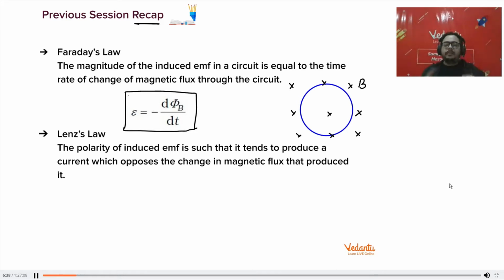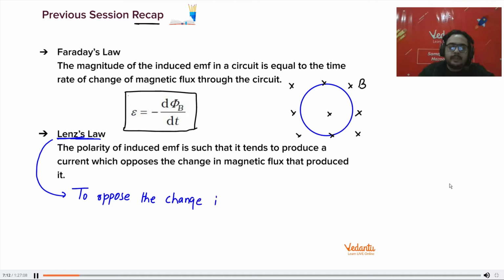What was the importance of minus sign? The importance of minus sign was understood with the help of Lenz's law. What was Lenz's law telling us? Lenz's law was telling us that the induced current direction in the loop will be such that it opposes the change in flux. So if in a single line I have to state Lenz's law, I can simply say Lenz's law simply states that the induced current should be such that to oppose the change in flux.